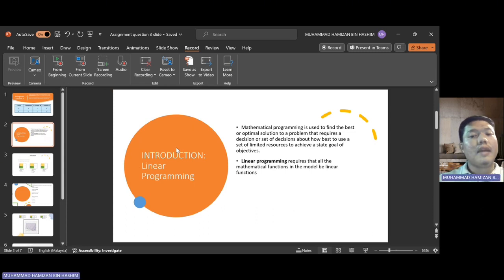Before we go to the next step, I will explain the instruction first, because this question is based on chapter 3, linear programming. Mathematical programming is used to find the best or optimal solution to a problem that requires a decision or set of decisions about how best to use a set of limited resources to achieve a stated goal or objective. And linear programming requires that all the mathematical functions in the model be linear functions.